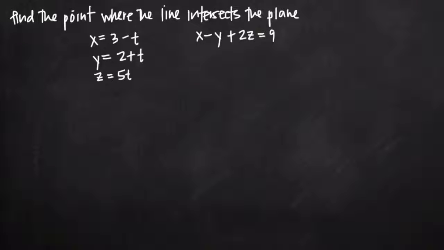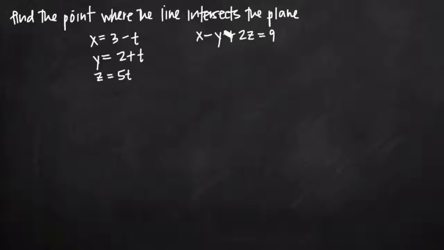Today we're going to be talking about how to find the point where the line intersects the plane. In this particular problem, we've been given the equation of a line in parametric form, and then we have an equation in the form x minus y plus 2z is equal to 9, which defines the plane. So we have the parametric equation of the line and then the equation of the plane. We need to figure out where this line and this plane have a point of intersection.